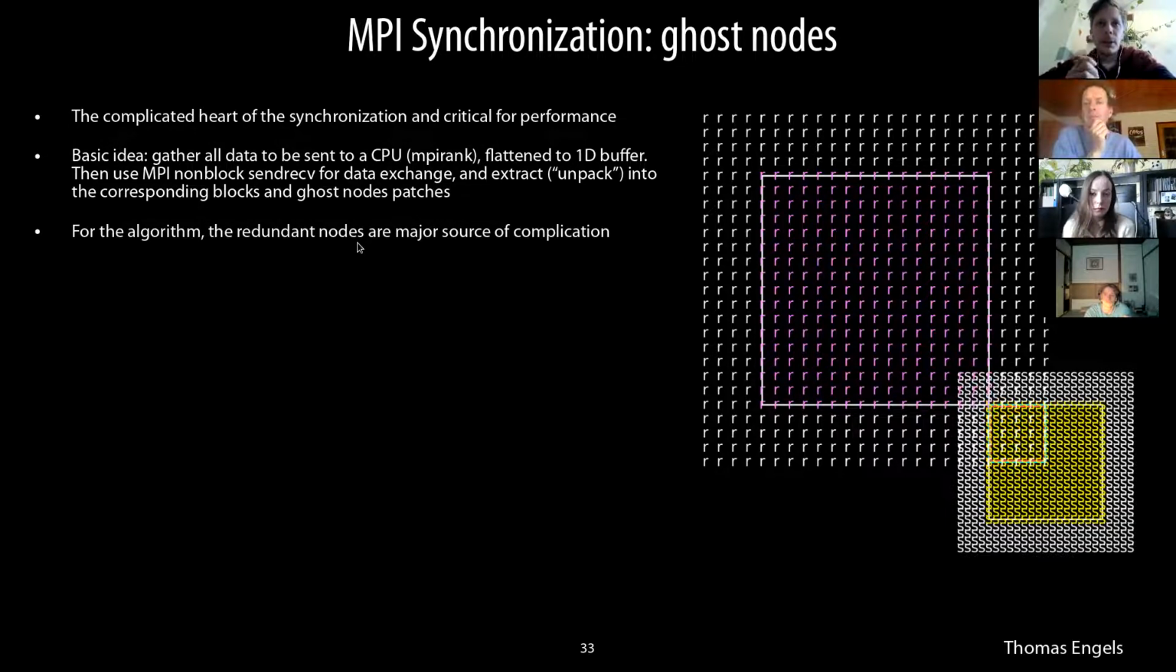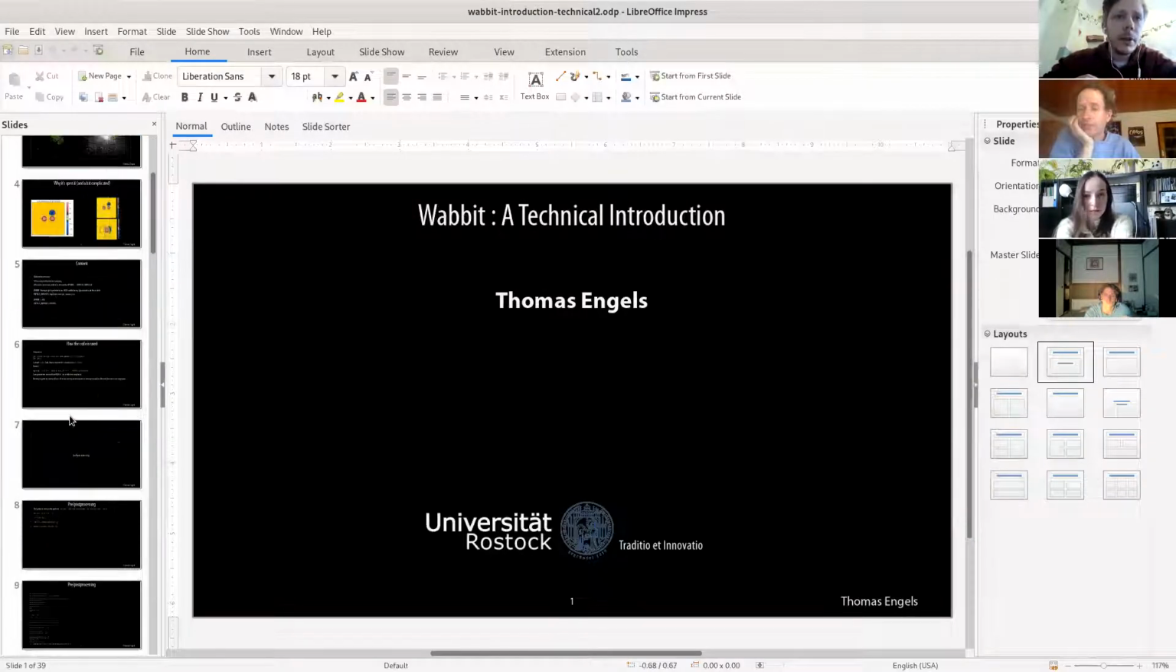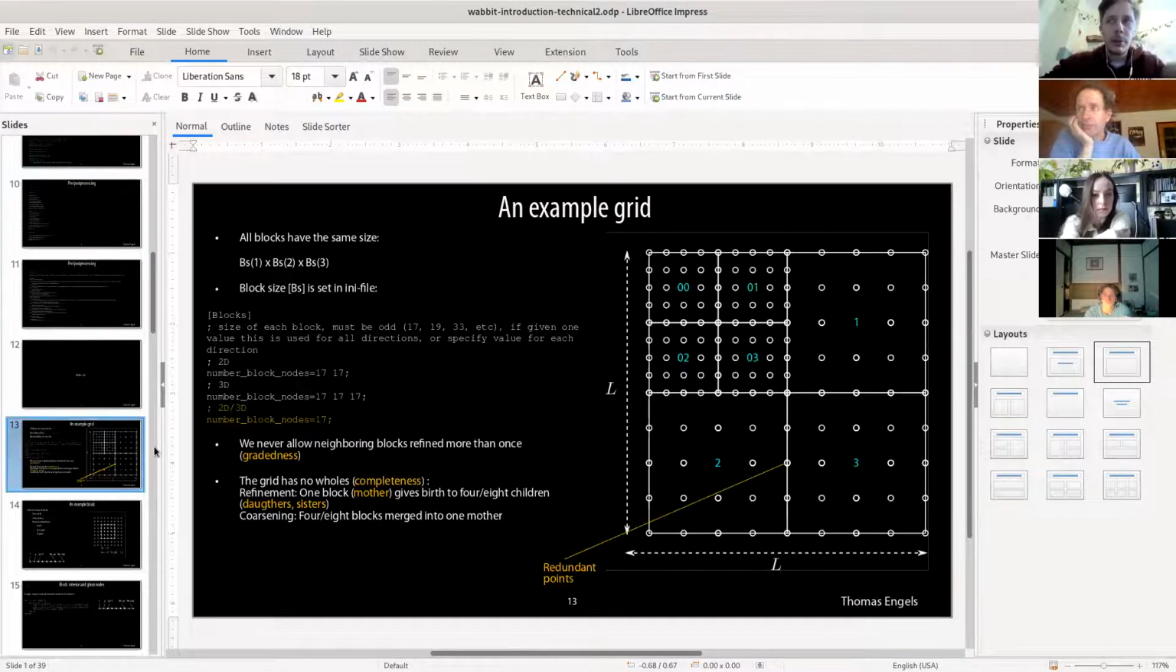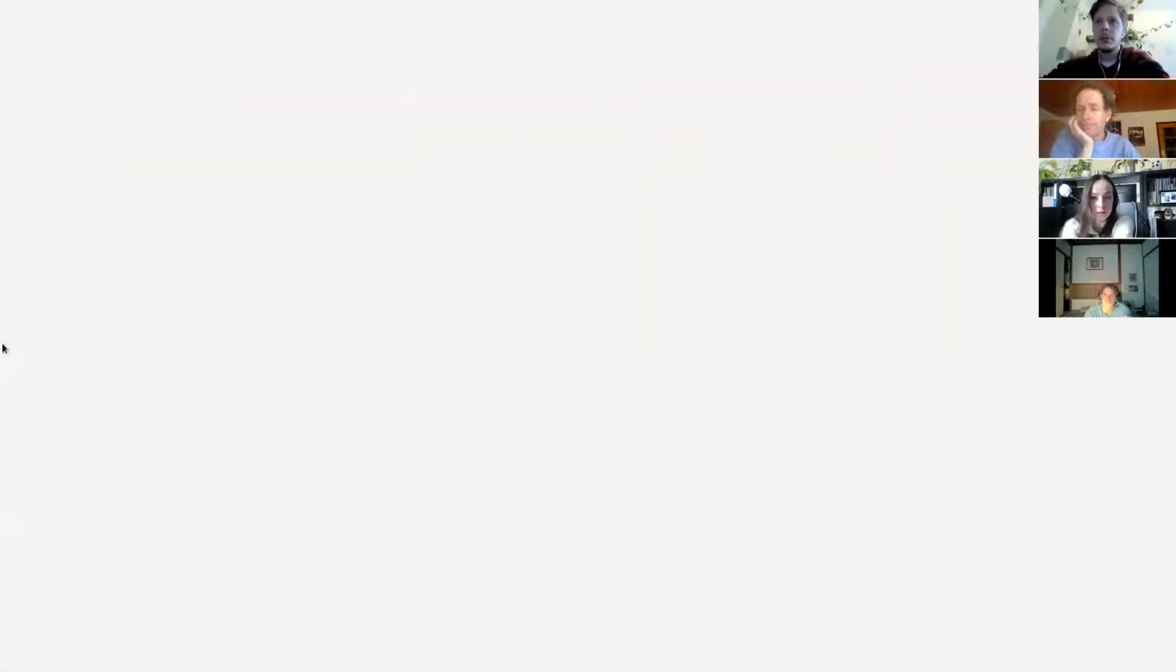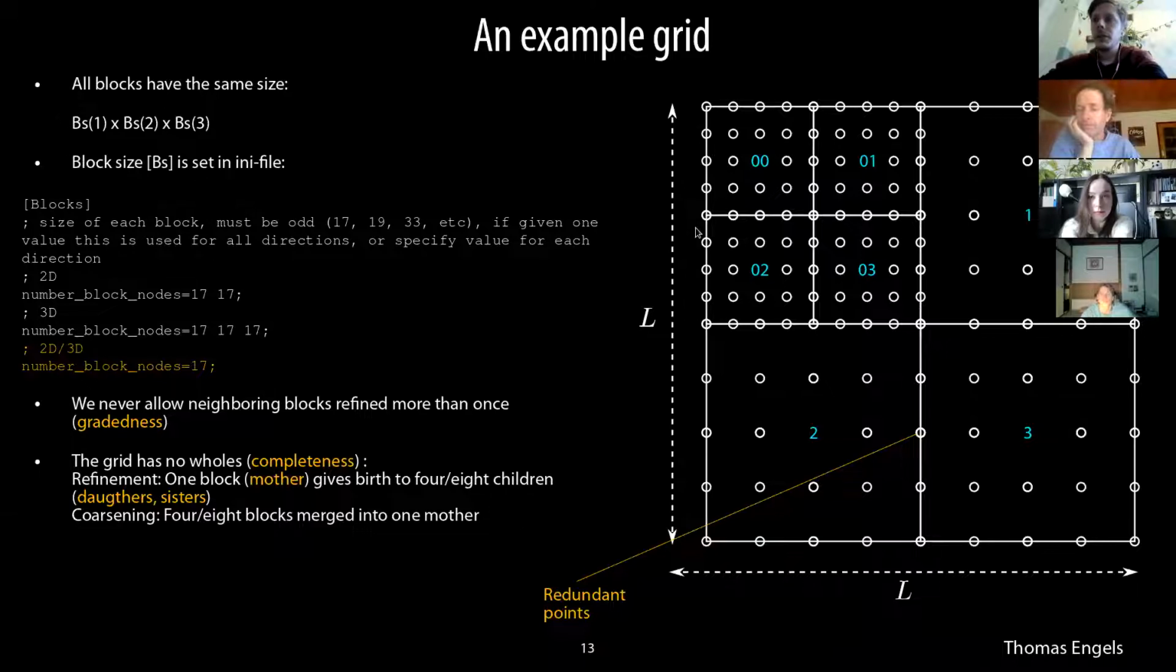Our blocks have redundant nodes. Maybe I go back to the beginning of the presentation. I am sorry for that, but it's actually so important that I want to show it to you. So this is our grid definition that we've seen in the very beginning, and these lines here where the blocks actually touch, those points are redundant. I have actually put it here, but I forgot to talk about it.